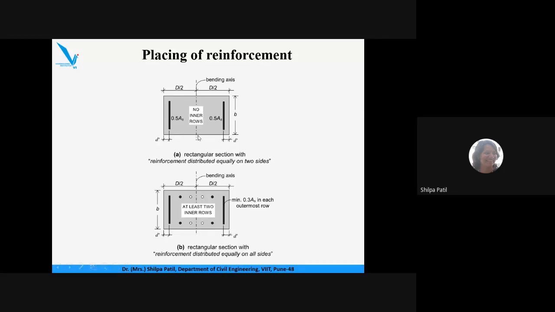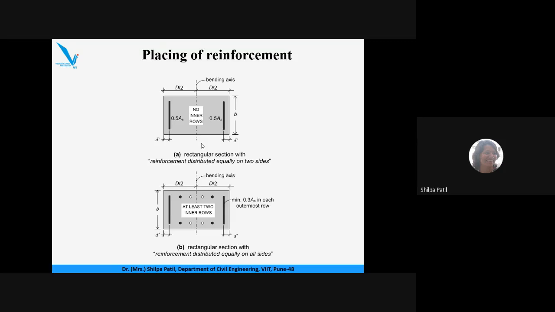And again, as I have told, there are four d dash by d ratios for which the interaction curves are prepared. Besides that, there is another important parameter which has an impact on the interaction curve, that is the grade of the steel. If we are using Fe250 grade, the interaction curve values will be different. If we are using Fe415, the values will be different. So for three different grades of steel, the interaction curves are drawn.